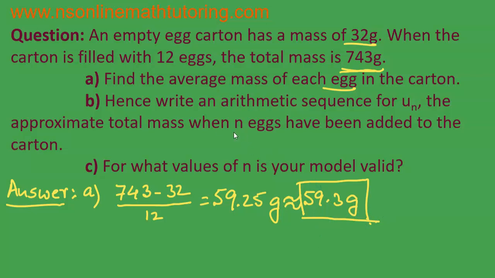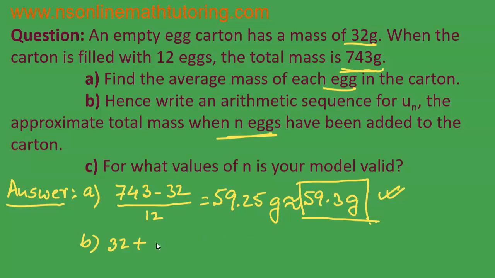And subpart B says, hence write an arithmetic sequence for UN, the approximate total mass when n eggs have been added to the carton. Then in that case, we have to take the mass of the carton as well. So it is subpart B. Obviously, the mass of the carton is 32 and mass of the n eggs will be, assuming that each egg is having a mass of 59.3 grams, that is the approximation that we have made.